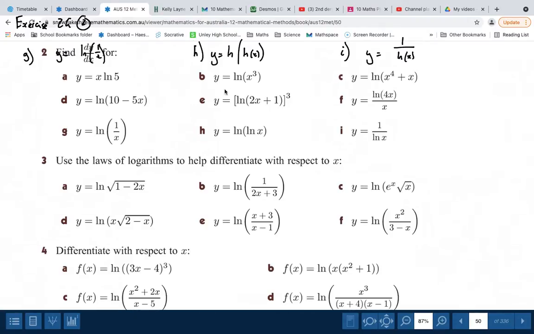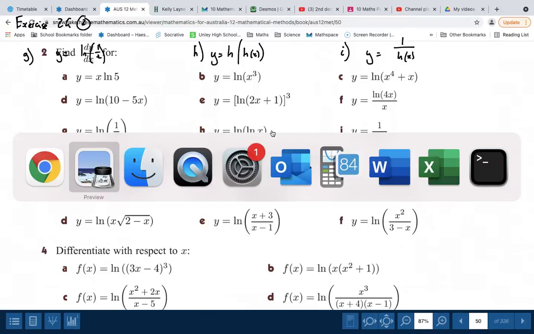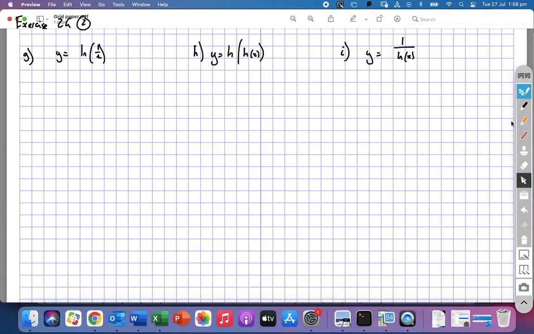Looking at some of the other ones, maybe 2E, I can see a chain rule. Here, I can see what you could do with a product or a quotient rule. But G and I look sort of similar, might be interesting. And then this H kind of looks a bit odd, the log of log x. So let's take a look at those.